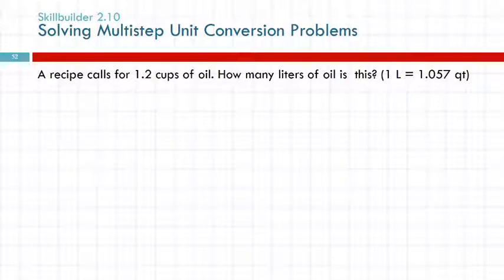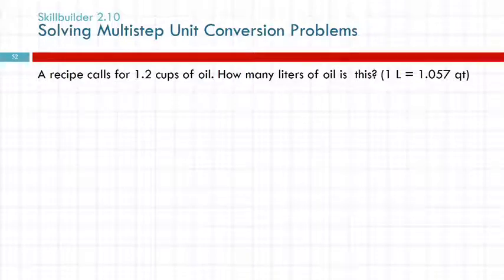Let's do another one. Recipe calls for 1.2 cups of oil. How many liters of oil is this? Dimensional analysis is something that you will use in your everyday life. It's great for converting units in the kitchen or giving medicine to your future children. It's useful in lots of places.